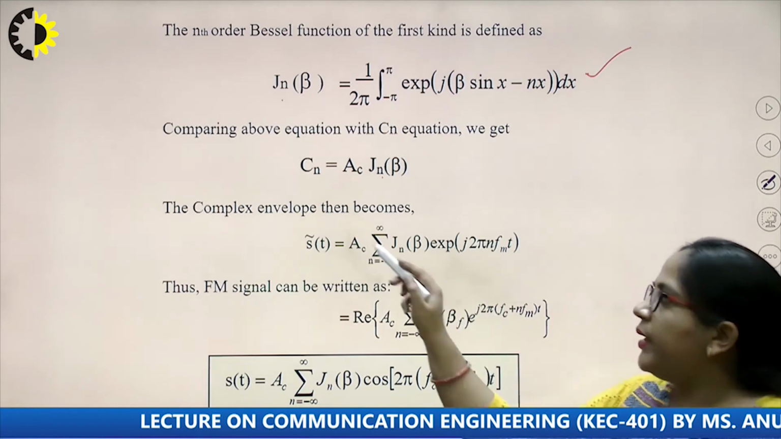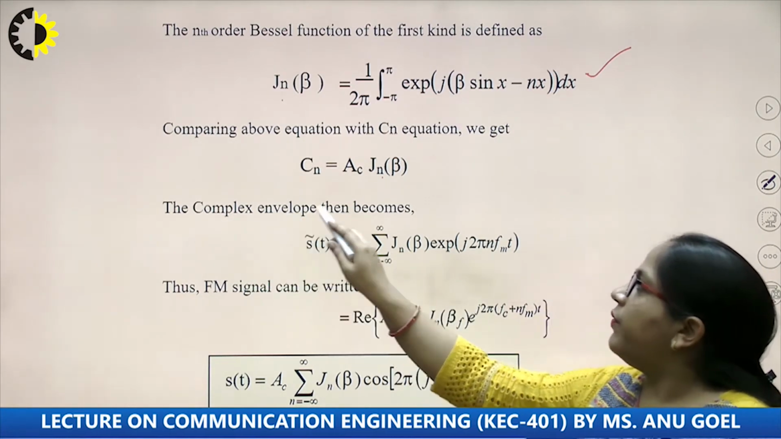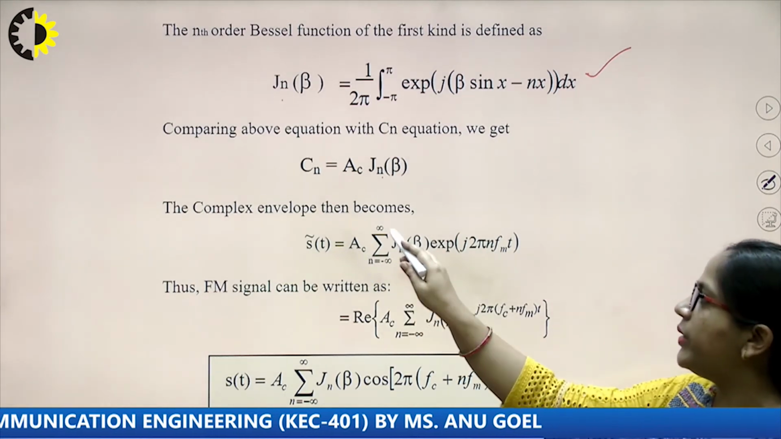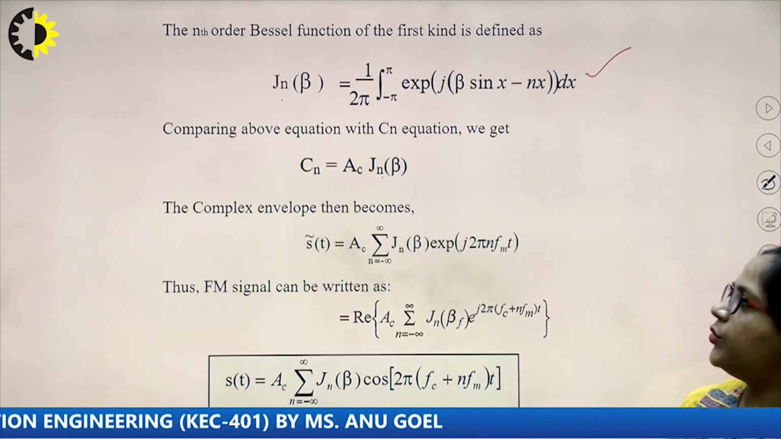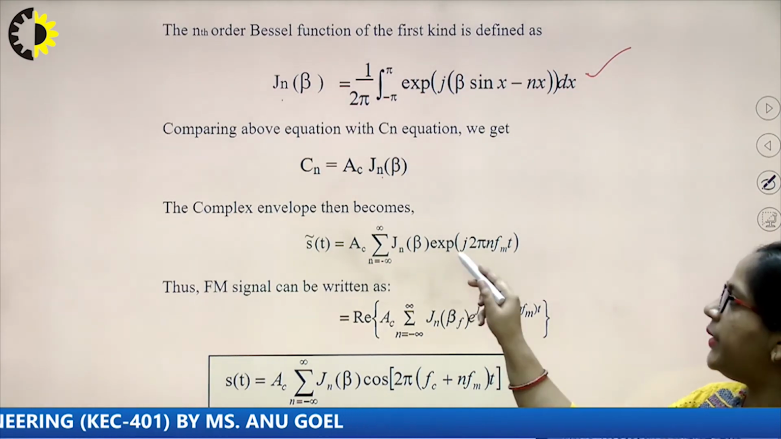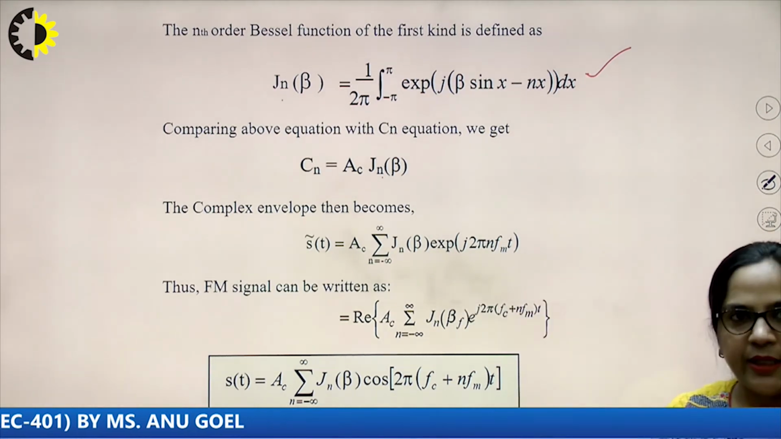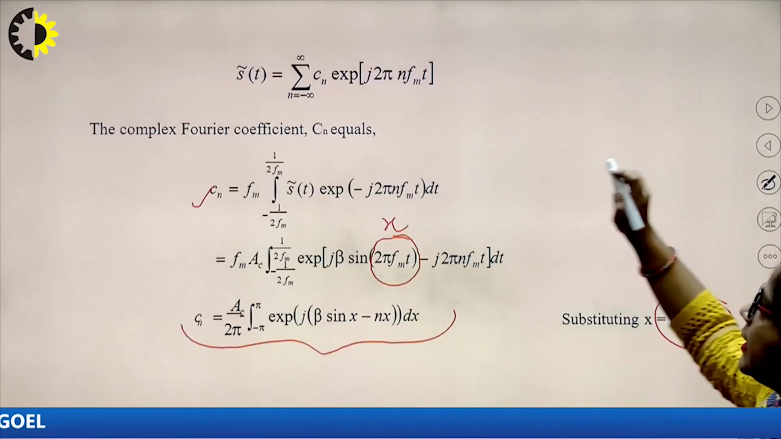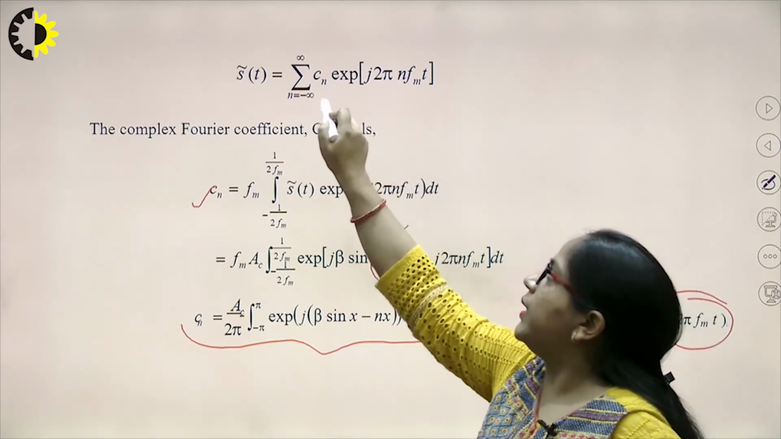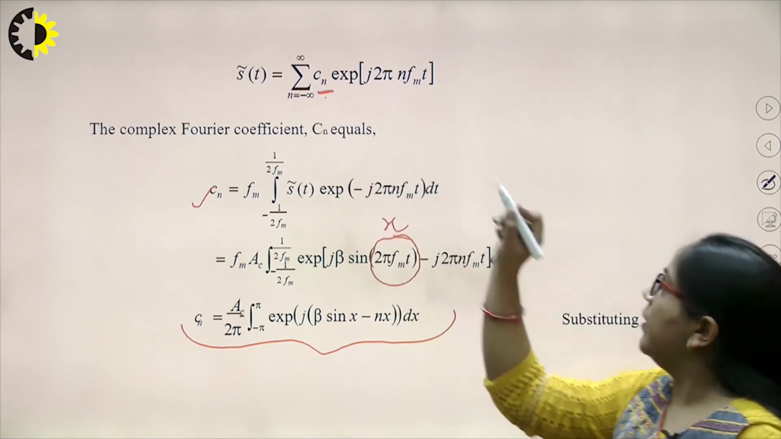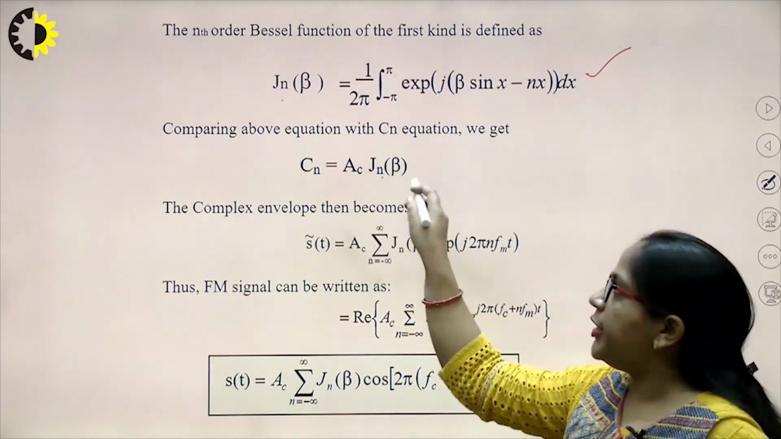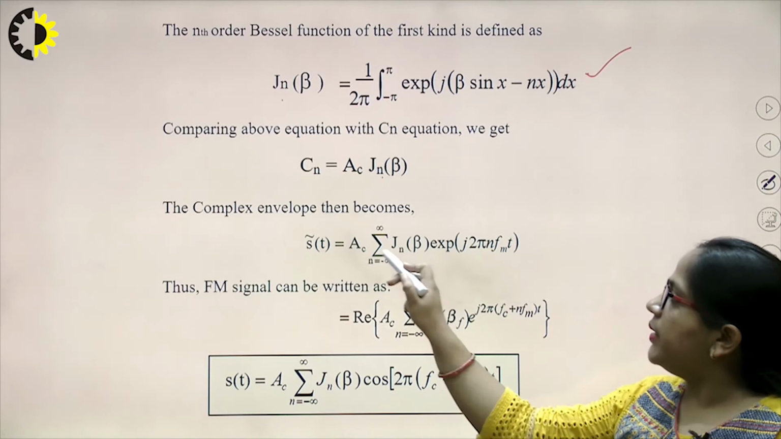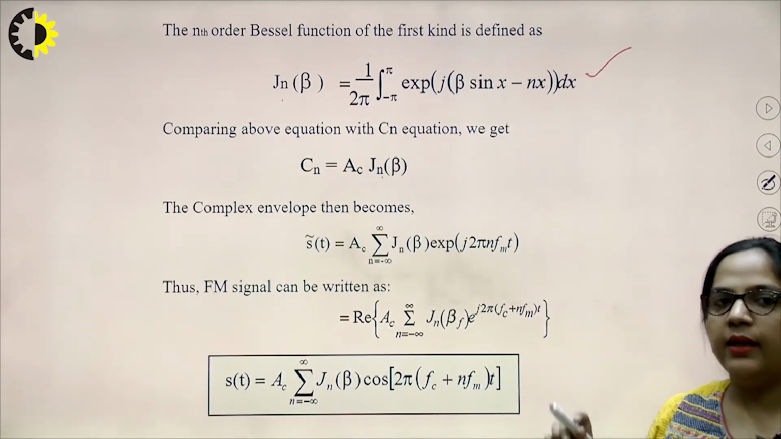Now, we can write the complex envelope in terms of Bessel's function like s cap t is equal to Ac summation n from minus infinity to infinity Jn beta exponential of j 2 pi n Fm t. Here in the last expression, s cap t was equal to this one, where at this point we have Cn. Cn is equal to Ac Jn beta from this analogy. So, we have written Ac into Jn beta instead of Cn.